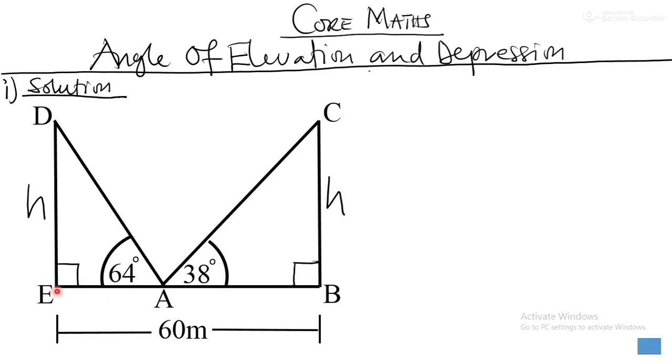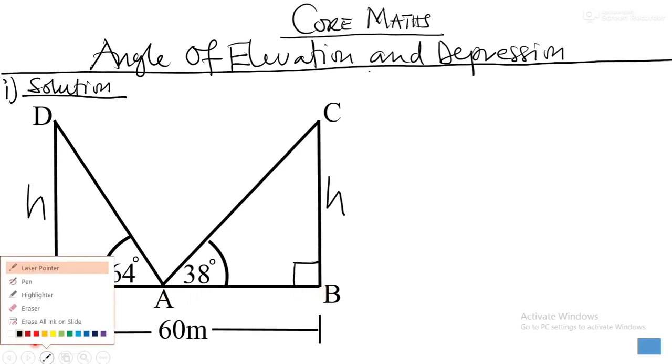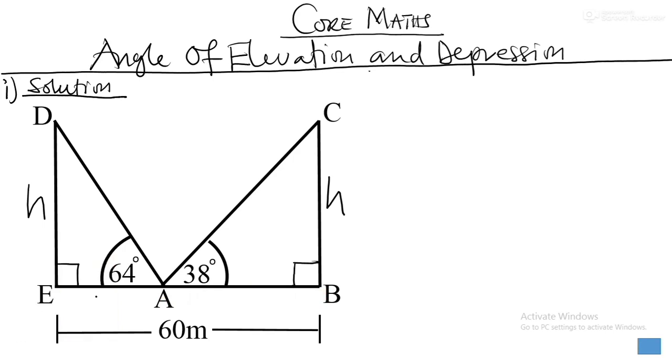So if we are representing EA with X, what will be the value for AB? It's 60 minus X. Good. So let's do that. This place is X, then this place is going to be 60 minus X. Good. So that is what we have.